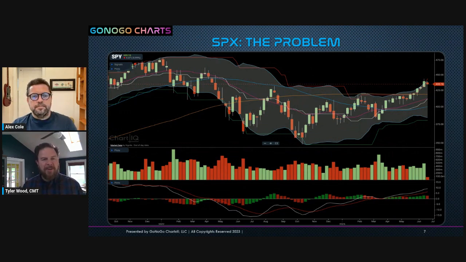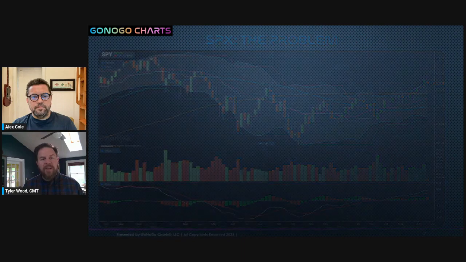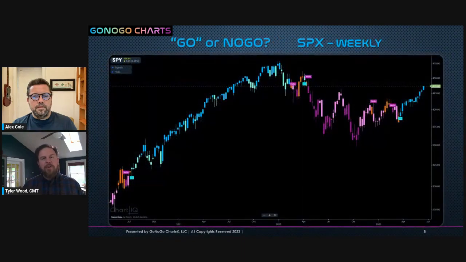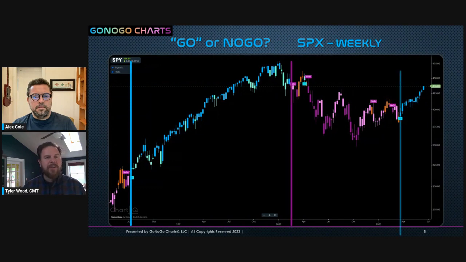So when we go back to our GoNoGo chart, looking at this on a weekly basis, our whole goal is to simplify the process, right? A simple process executed repeatedly is going to give you better outcomes long run. And what we can see is that it's 3 simple trades, right? We entered the S&P 500 after the COVID collapse. We got out at the beginning of 2022, and we've re-entered here in 2023, right?